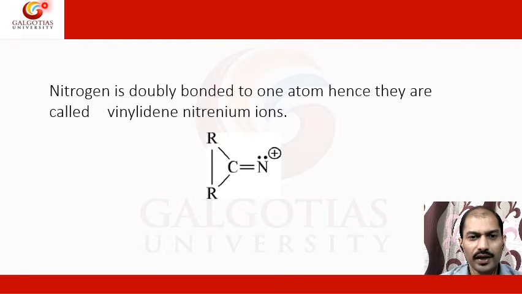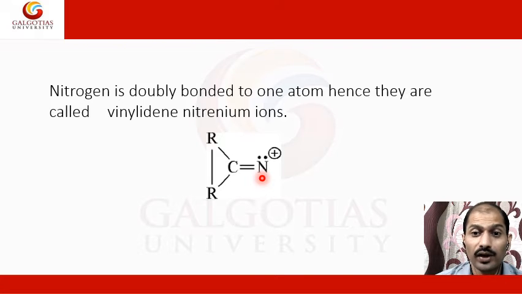So here we can also see the nitrenium ion structure. Here the nitrogen is double bonded to one atom, hence it is called a vinylidene nitrenium ion. Depending upon the type of group to which the nitrogen is attached or bonded, like in the case of the vinylidene nitrenium ion, if a vinylene type of fragment is there, and this kind of species is forming, accordingly their name will be set like that.